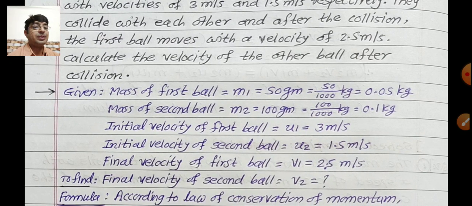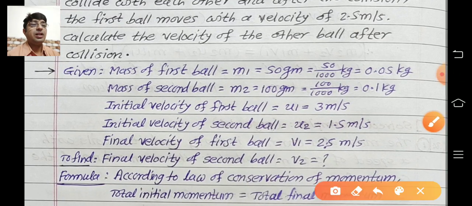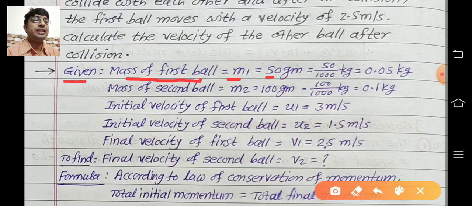Now use the proper symbol for both the balls. After reading the question, write down the given. Mass of the first ball, that is m1, is 50 gram. But gram is the CGS unit of mass. Convert into kilogram, the MKS unit of mass. So 1 kilogram means 1000 gram, so divide by 1000. 50 divided by 1000 is 0.05 kilogram.